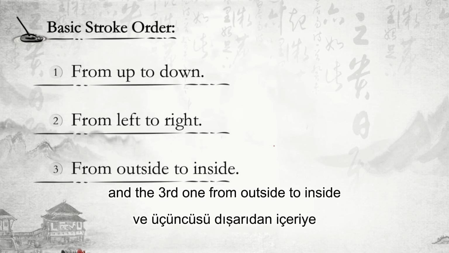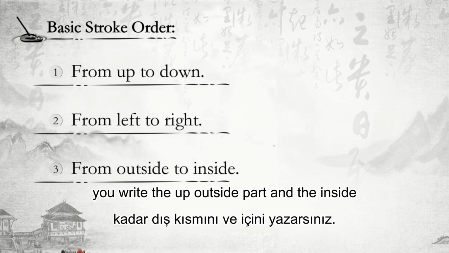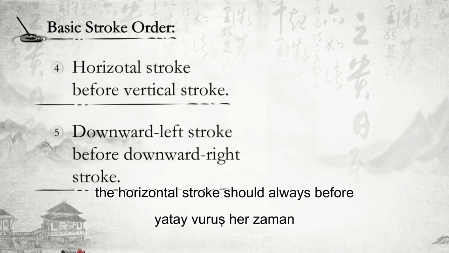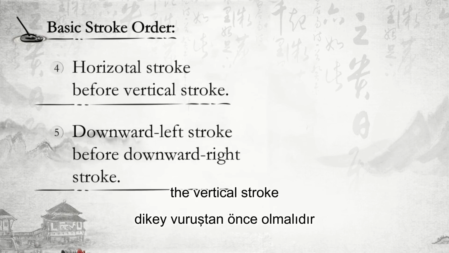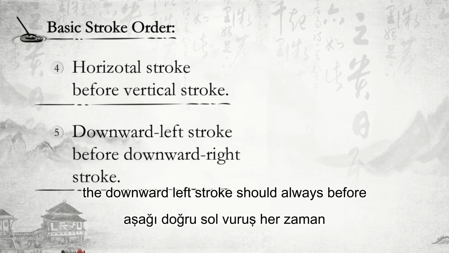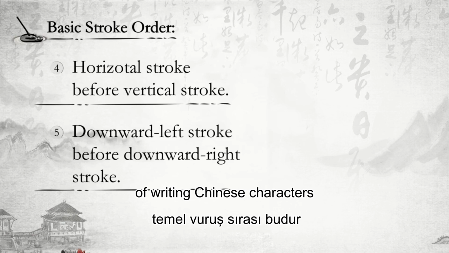And the third one, from outside to inside. And sometimes if the outside is closed, you write the up outside part and the inside, and then you close it. And next one is the horizontal stroke should always be before the vertical stroke. And the rule number 5, the downward left stroke should always be before the downward right stroke. That's the basic stroke order of writing Chinese characters.